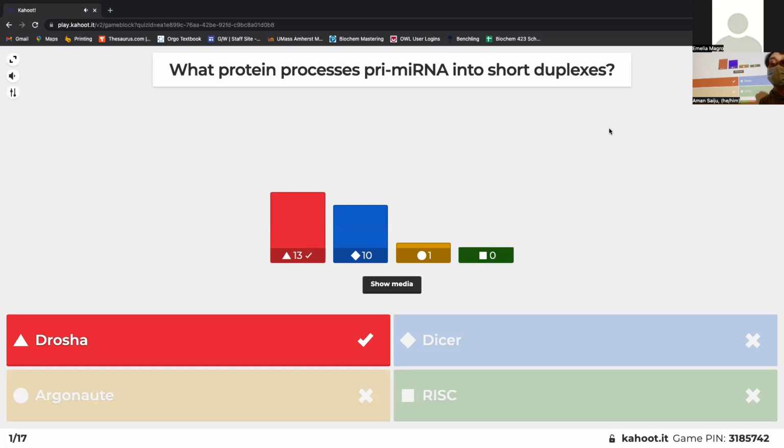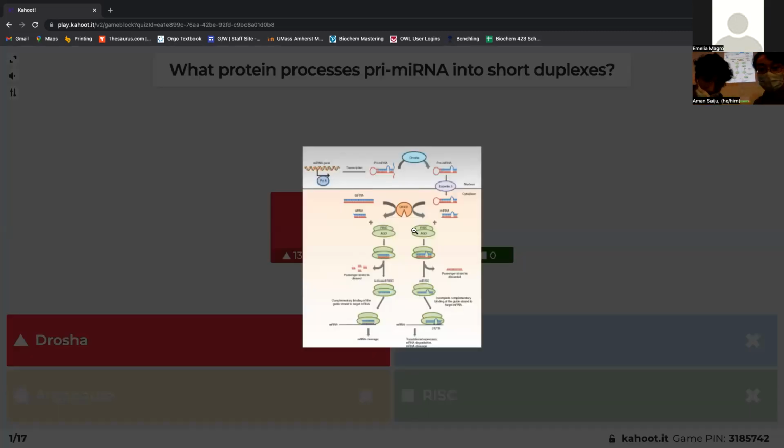So this is pri-miRNA into pre-miRNA, and that's Drosha, not Dicer. Wait, is that right? Yeah, that's Drosha, not Dicer. So Drosha is in the nucleus. It processes your pri-miRNA into pre-miRNA. And that pre-miRNA is then exported into the cytosol where it's processed by Dicer next.